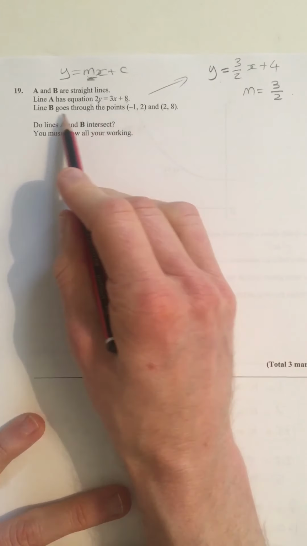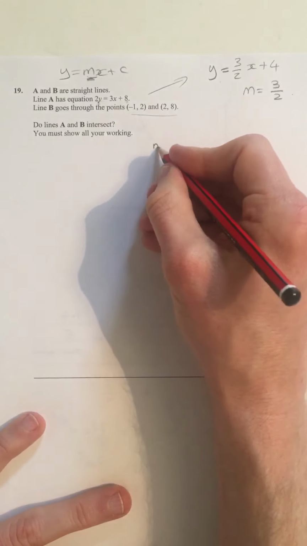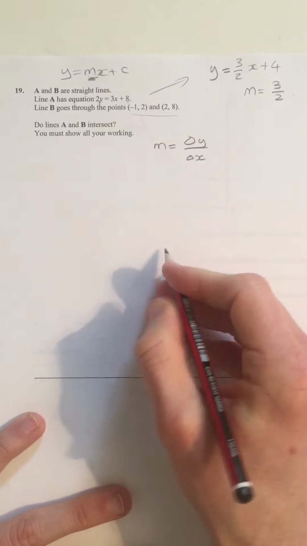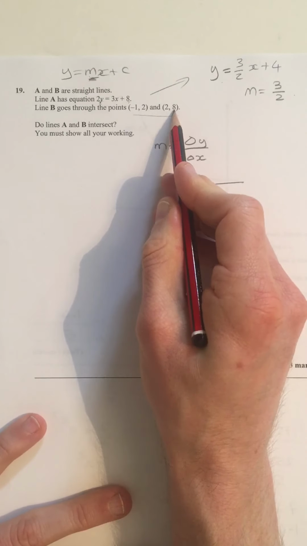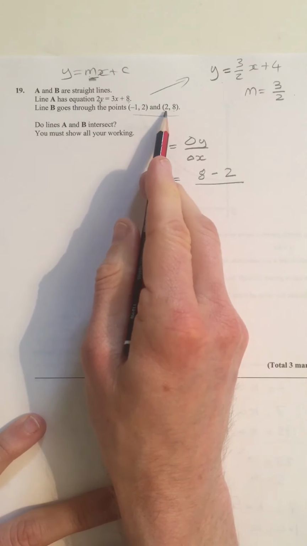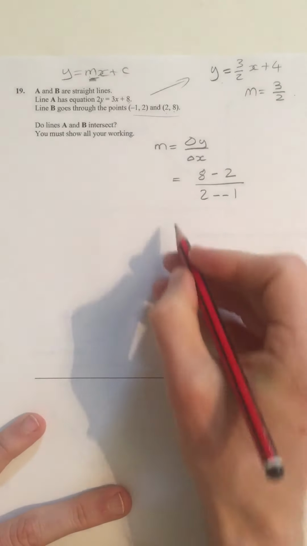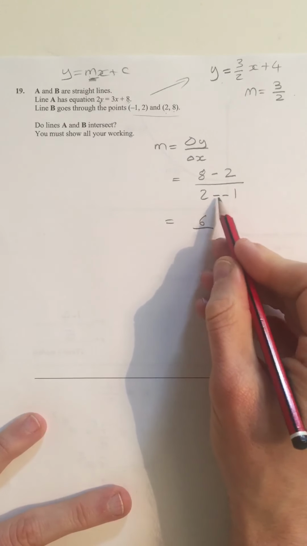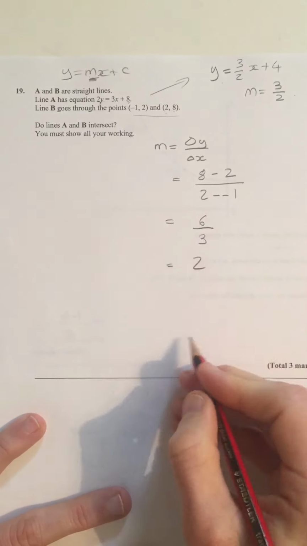So now let's look at line B. Slightly more work to get the gradient here. We've got 2 coordinates. We know that the gradient is the change in the y divided by the change in the x. So the change in the y coordinates here is 8 take away 2. The change in the x coordinates is 2 take away -1. 8 take away 2 is 6. 2 take away -1, so that's going to be a positive, so that's going to be 3. 6 divided by 3 is 2.